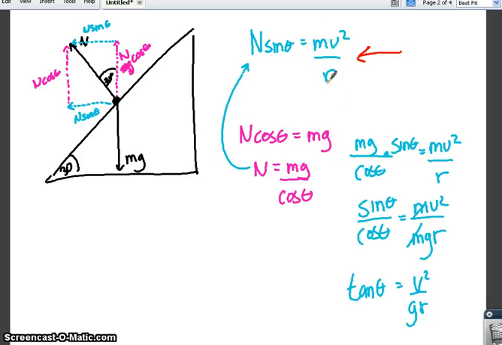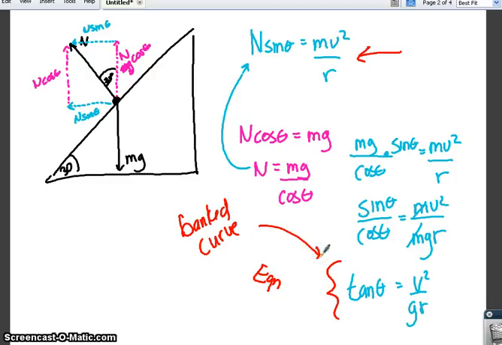Well, the reality is if you have this equation right here, tangent theta, you realize you don't need the mass. And so this is an important equation to memorize, because this equation helps us when an object is on a banked curve, and it simplifies it for us because the mass is canceled out.